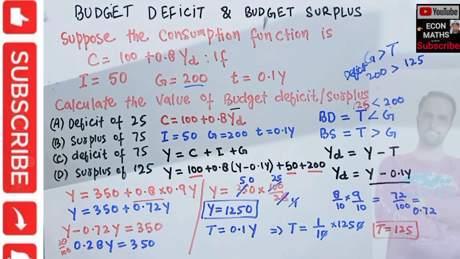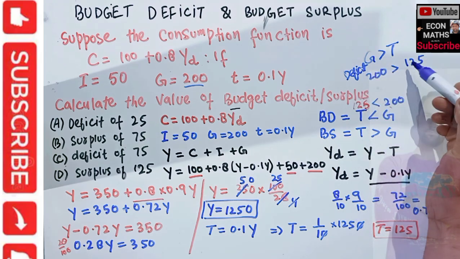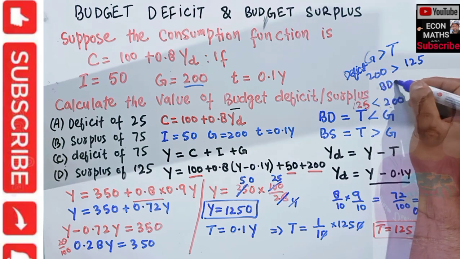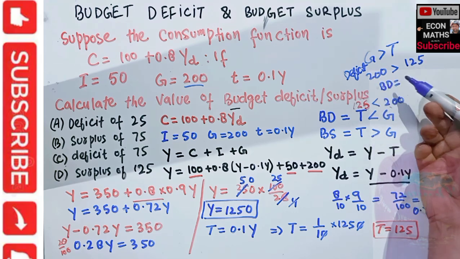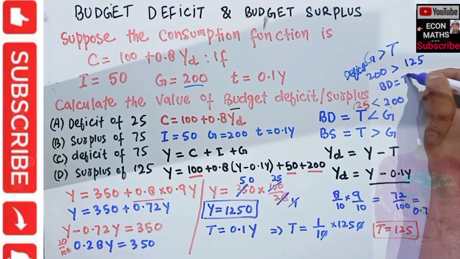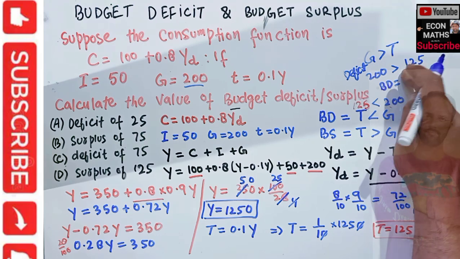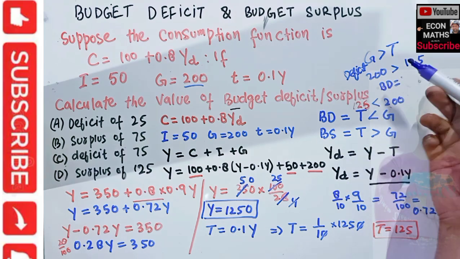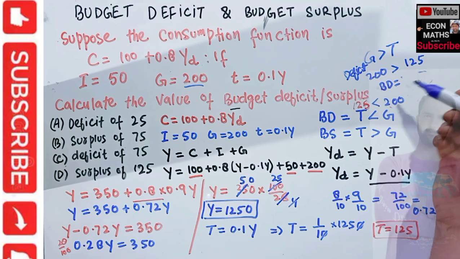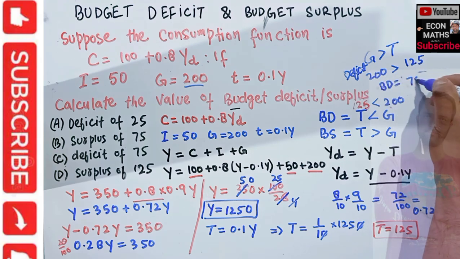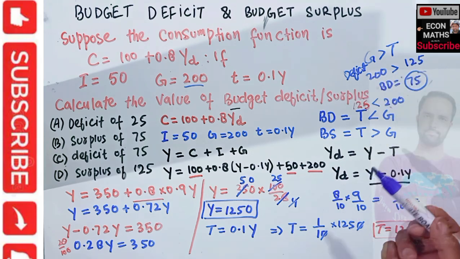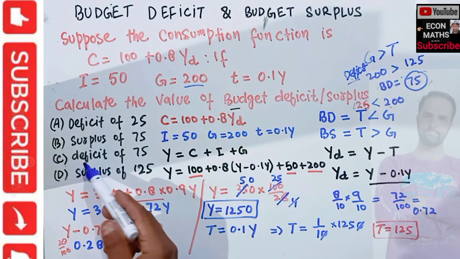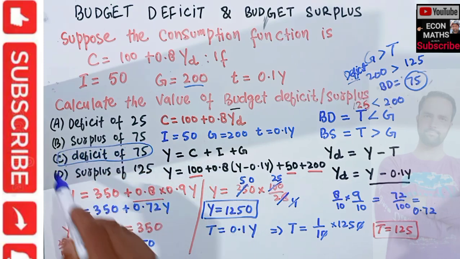The magnitude of the deficit will be equal to the difference between tax revenue and government spending. Since we have made sure that we have a deficit here, the budget deficit is G - T, which is 200 - 125. This comes out to be 75. So the correct option should be a deficit of 75. Let us see if we have that option. Yes, we have. That means we will have a budget deficit of 75.